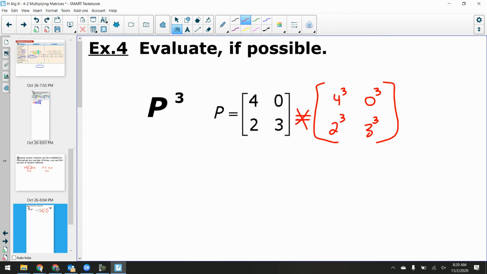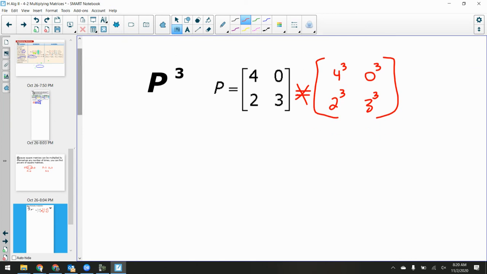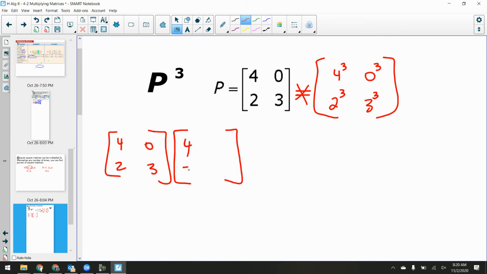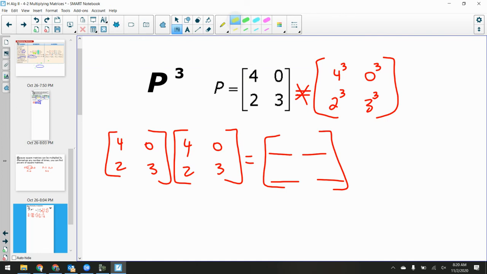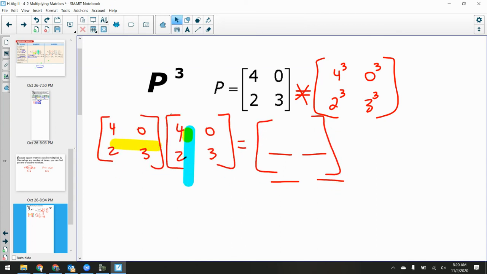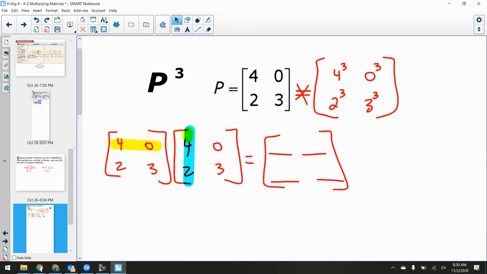So what we have to do is actually take P squared. Now, what would P squared look like? Well, P squared would look like this: 4, 2, 0, 3 times 4, 2, 0, 3. So the result would be another square matrix, another 2 by 2. Let's get my highlighters out. Row 1, column 1, that would be 16 plus 0. 16.